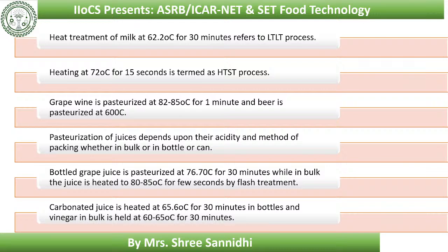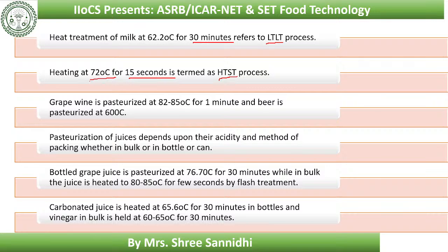Let us see the pasteurization temperature and time for different foods. First one is heat treatment of milk can be done at 62.2 degrees Celsius for 30 minutes. So this is the low temperature long time process. Same milk we can pasteurize using HTST, high temperature short time process, by heating the milk at 72 degrees Celsius for 15 seconds. This is the most used method of pasteurizing milk.